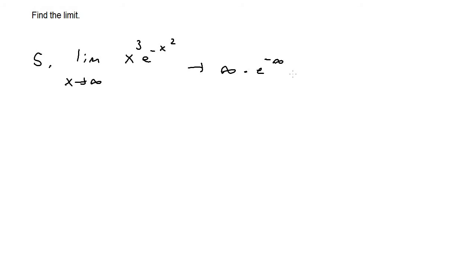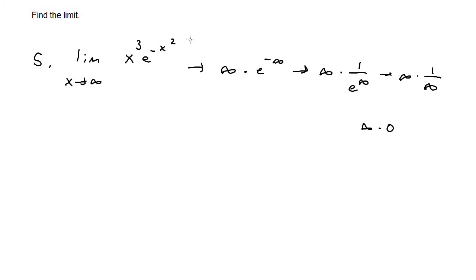Now I can rewrite e to the negative infinity as 1 over e to the infinity. E to the infinity is basically infinity, so we have infinity times 1 over infinity. Now 1 over a very large number, or 1 over infinity, is basically 0, so we have infinity times 0. Now this is not an indeterminate form of 0 over 0 or infinity over infinity.